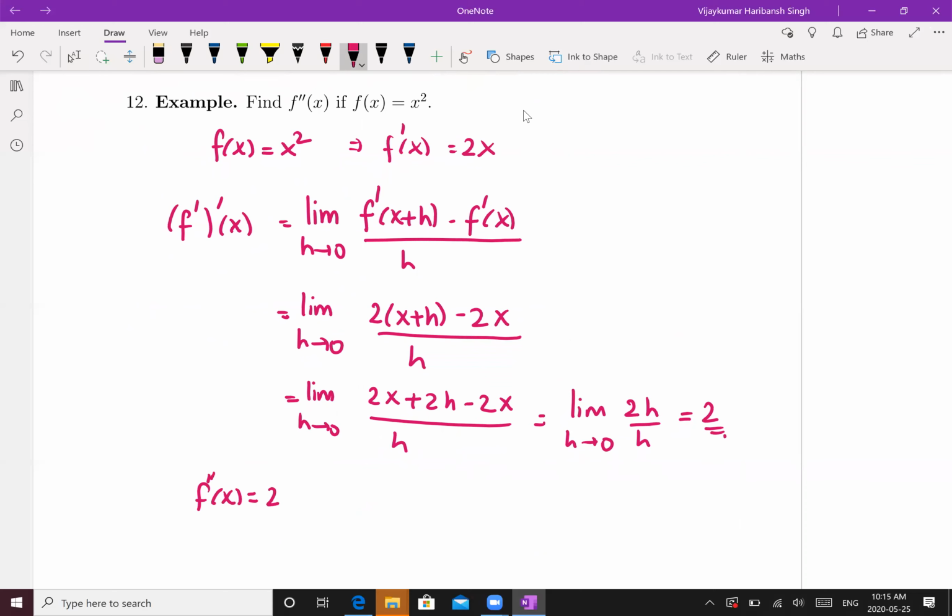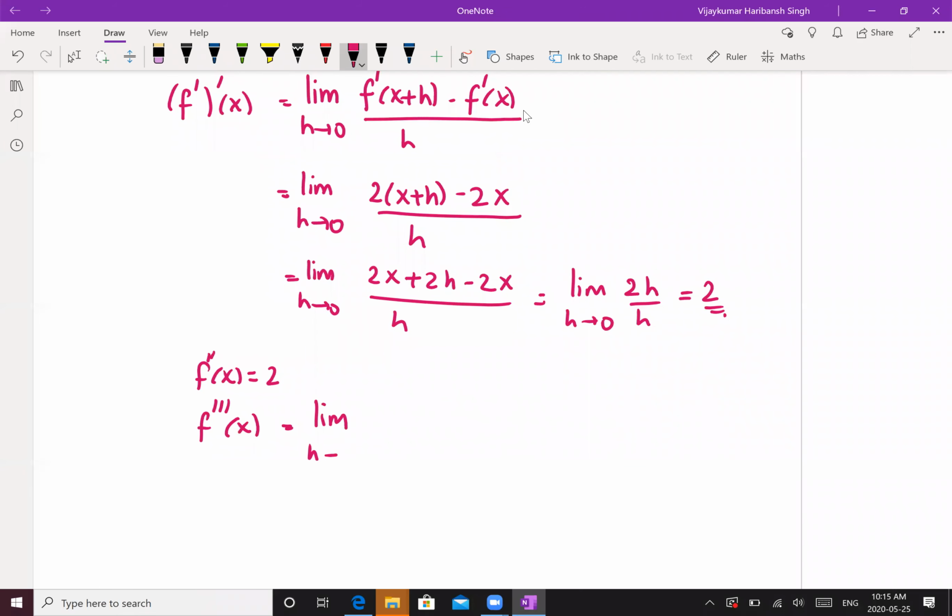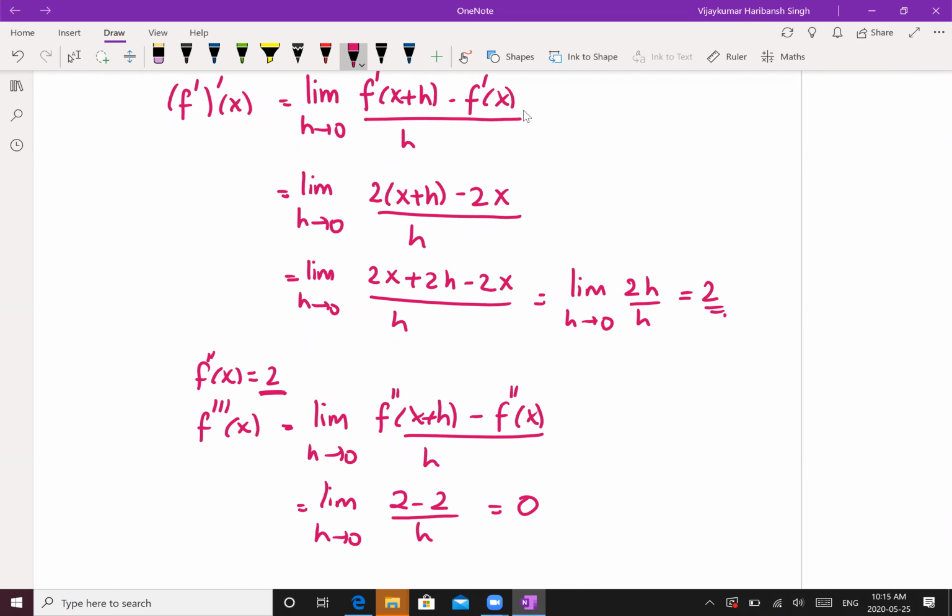And similarly, you don't need to stop here. You can see that f triple prime of x is going to be the limit as h goes to 0 of f double prime of x plus h minus f double prime of x over h. What is f double prime of x plus h? No matter what your input is, the output is constant. So it's going to be 2 minus 2 over h, which is 0. So later on, we'll see that the derivative of a constant function is 0. All right.